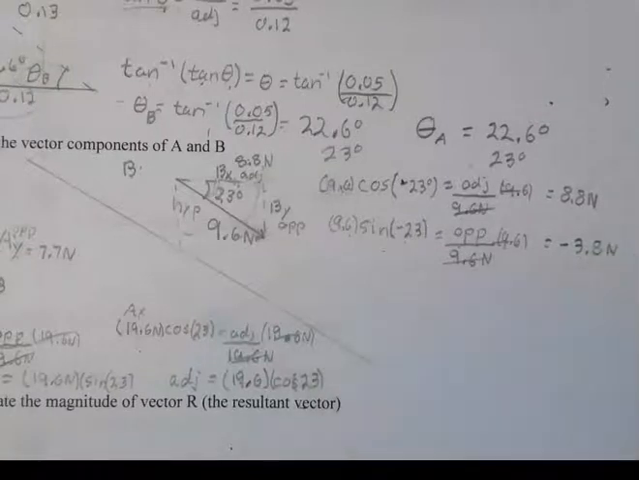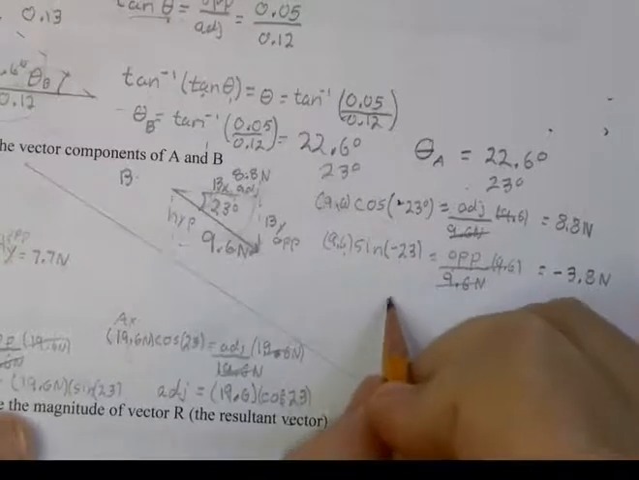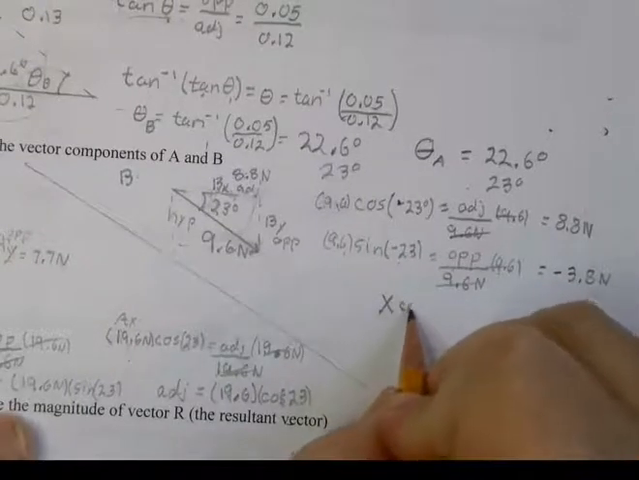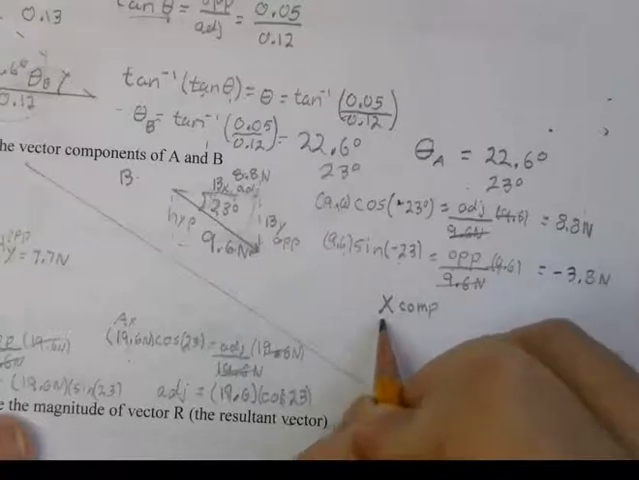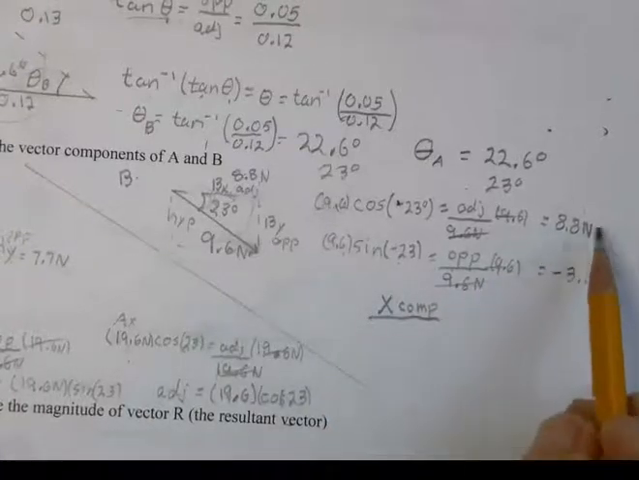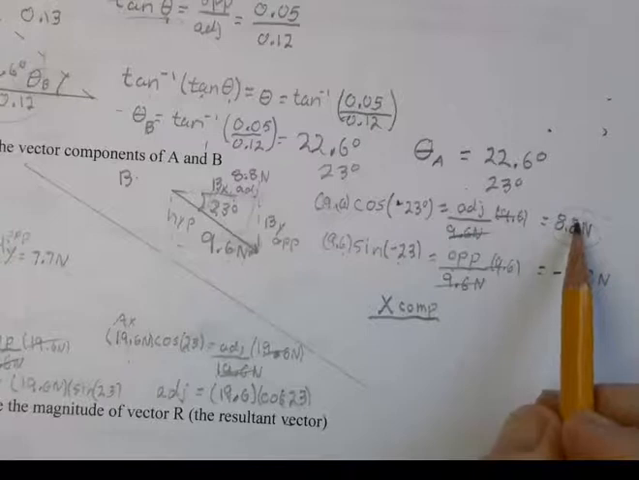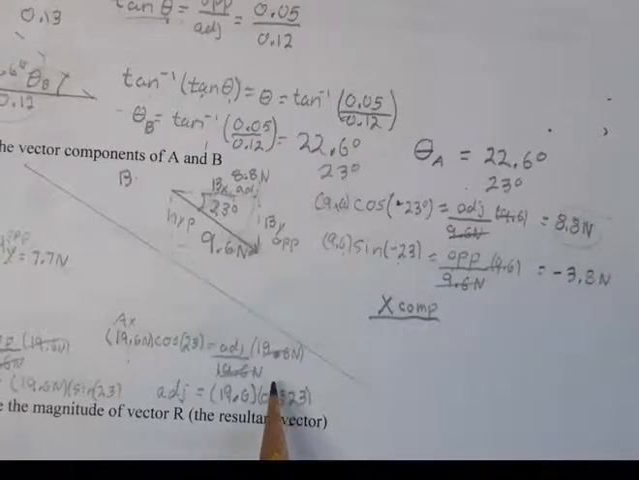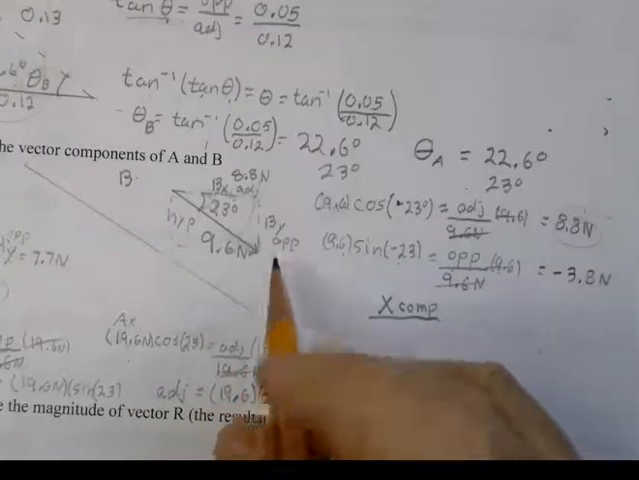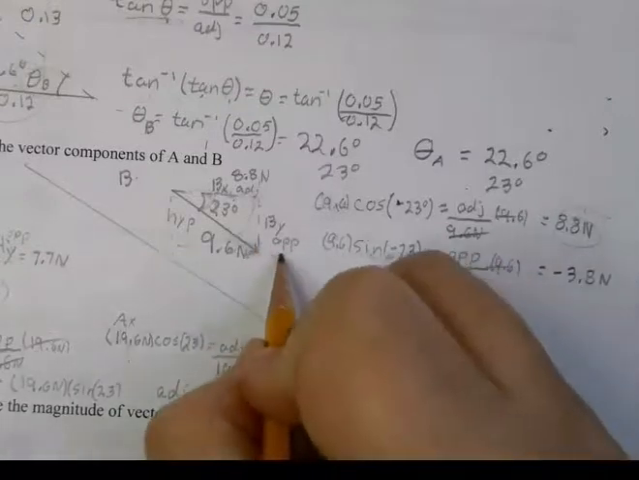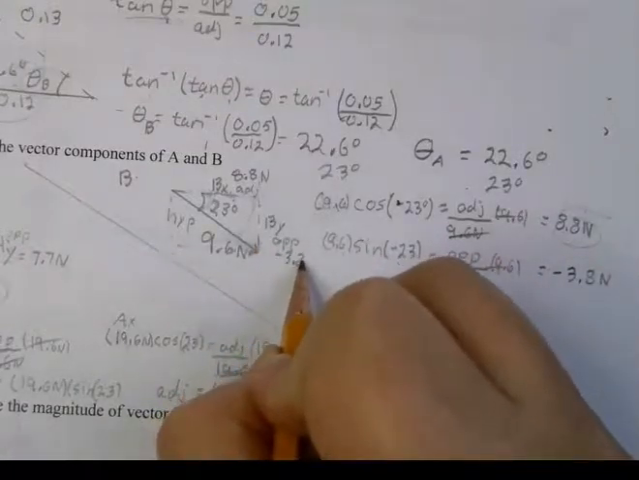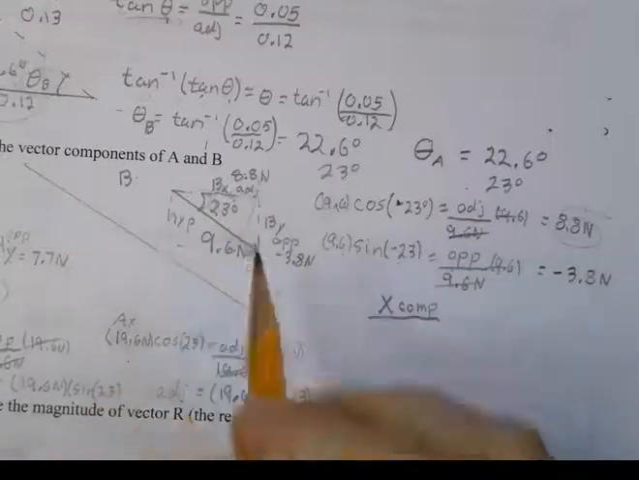Okay, now we're ready to add. So the x components, I'll just abbreviate that comp, are going to be 8.8 here, and if we come over here, where did I write it? Well, I wrote it right here. It's 18. So it's 18 there. Let me go ahead and write this here, by the way. So this is negative 3.8 newtons, and this one was 8.8.